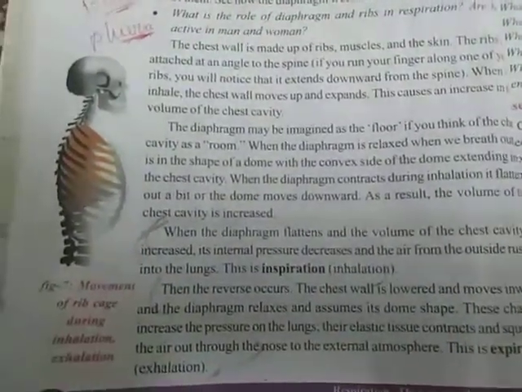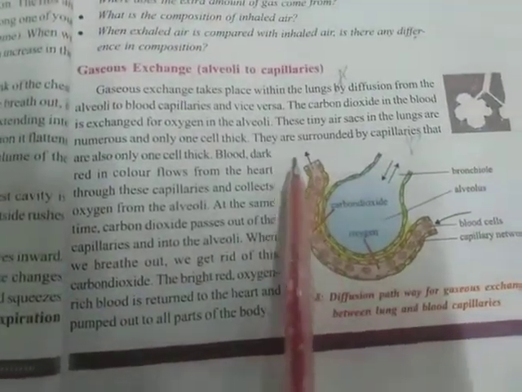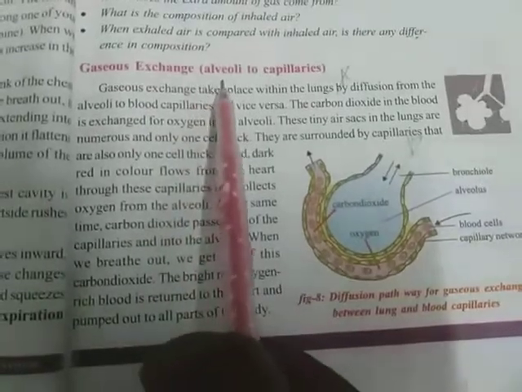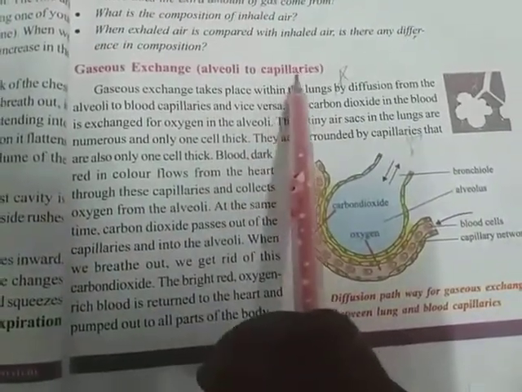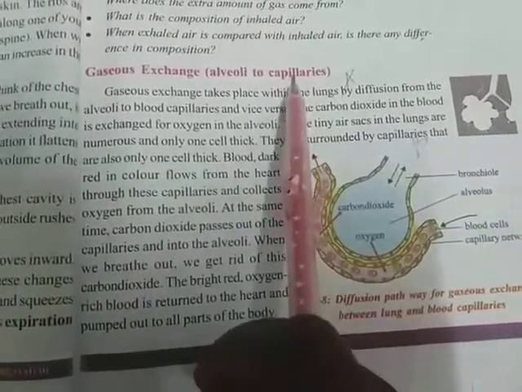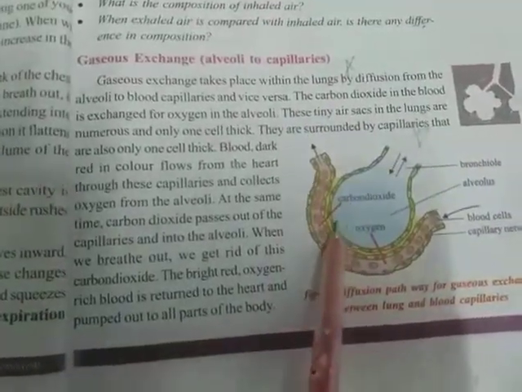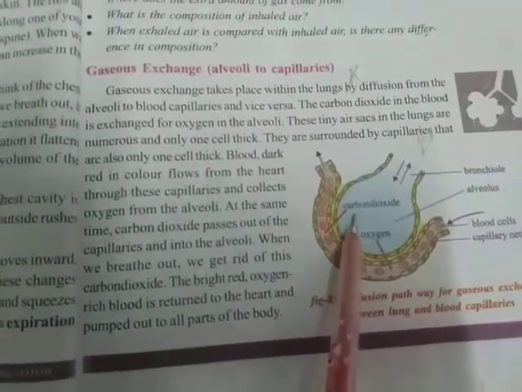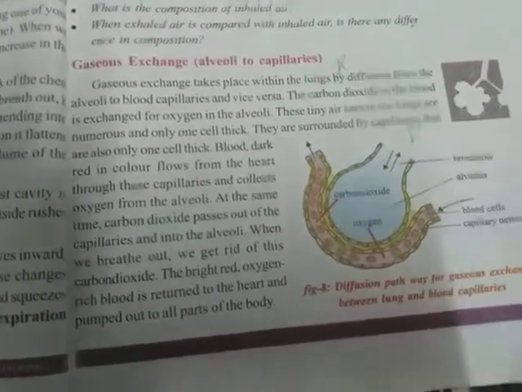Okay, next we are going to discuss page number 31, a very very important topic, gaseous exchange between alveoli and capillaries. Capillaries means hair-like structures, hair-like blood vessels, very very small or minute blood vessels, which spread over the surface of our alveoli. Where do we observe alveoli? In our lungs.